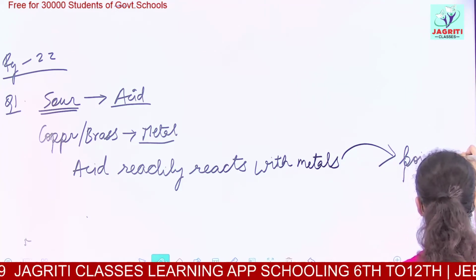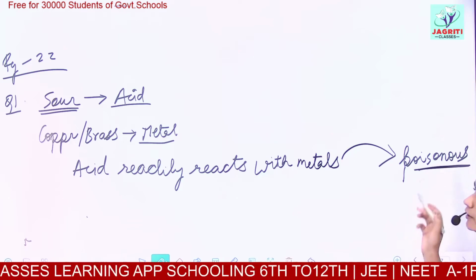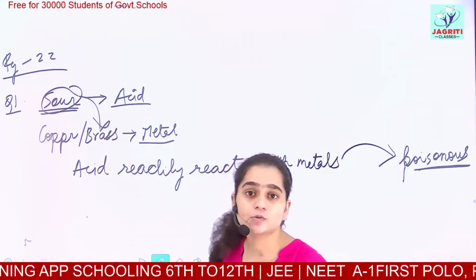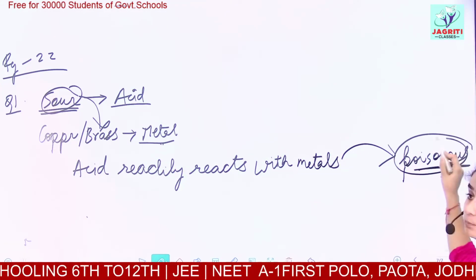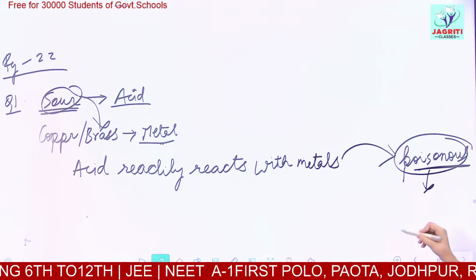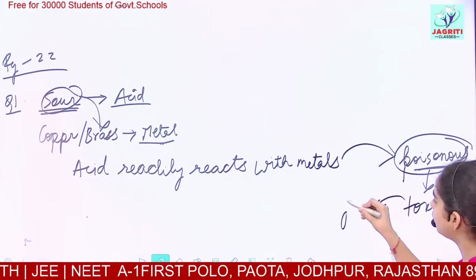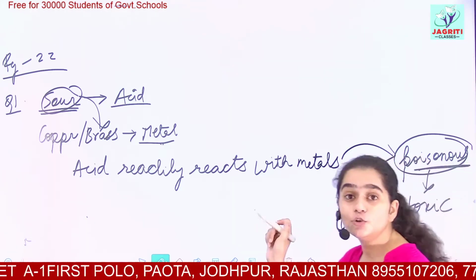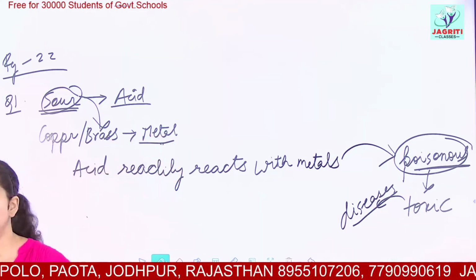This reaction will form a salt, and this salt will be very poisonous. So if you keep your sour things in copper or brass vessels, which are metallic vessels, then a poisonous substance would be formed, and this poisonous substance would be toxic for your body, and it would in turn cause diseases. So it is advised never to store acid or base in a metallic vessel.